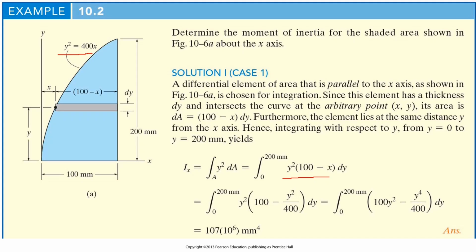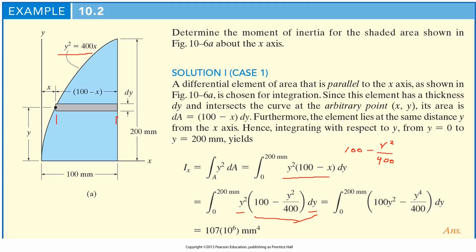The trick is that we need to find this width right here. So that's 100 millimeters minus x. Well, x is y squared over 400. That's the width of this area. So width times dA, 100 minus y squared over 400, there it is, right there, y squared dA. There. So this is the dA part, right there, y squared, integrated from 0 to 200 millimeters.